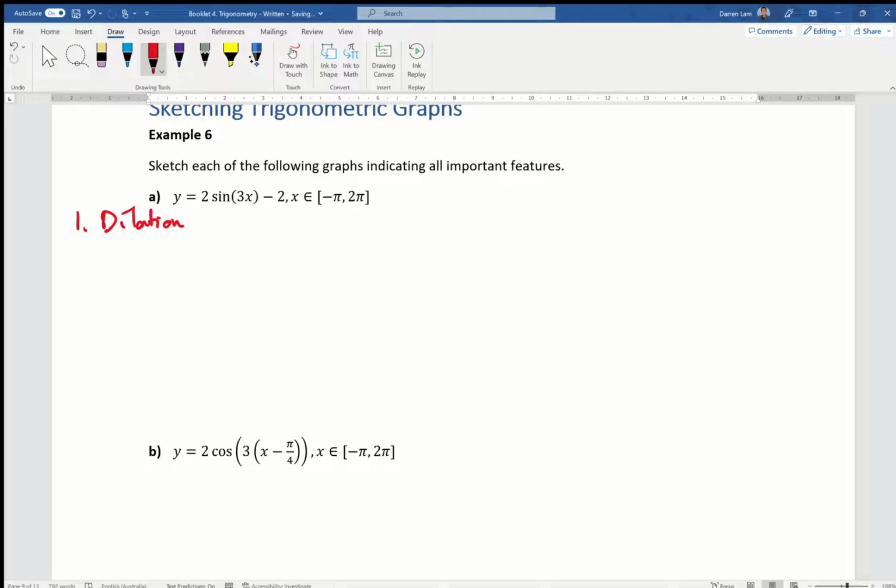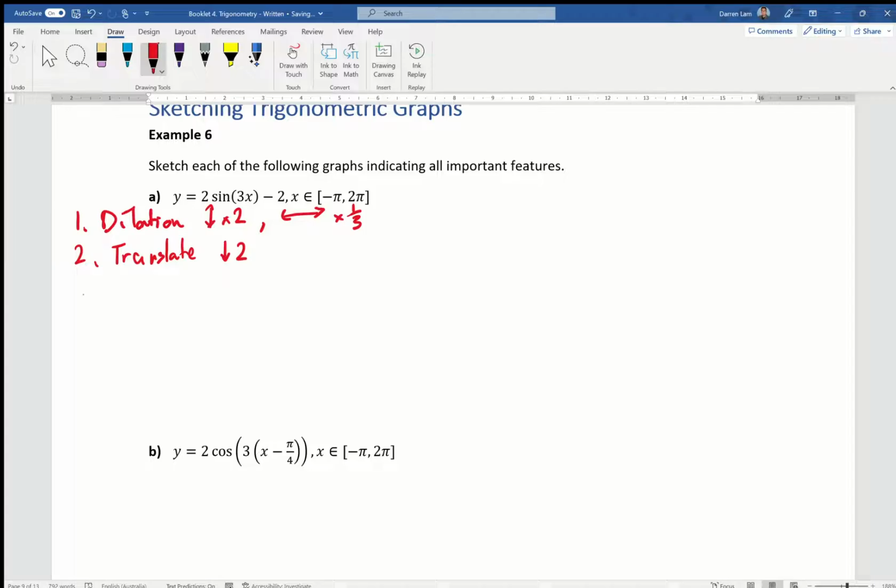I know it's dilated by a factor of 2 this way, vertically, and I also know it's dilated by a factor of 1/3 horizontally. That's just our same stuff from earlier in the year. And of course there's a translation as well. Translation of 2 units, oops, wrong way, 2 units down, because it's a negative 2. Bam, done. A couple of other things I need to note.